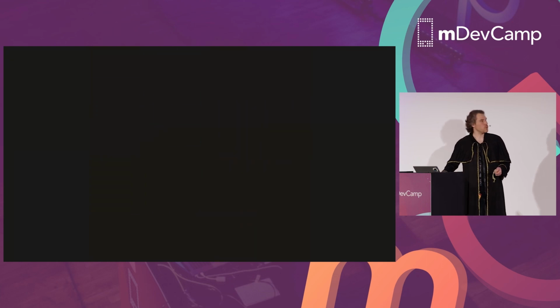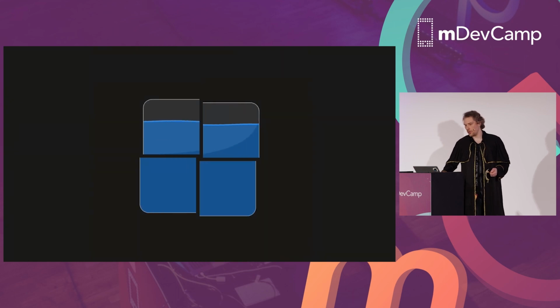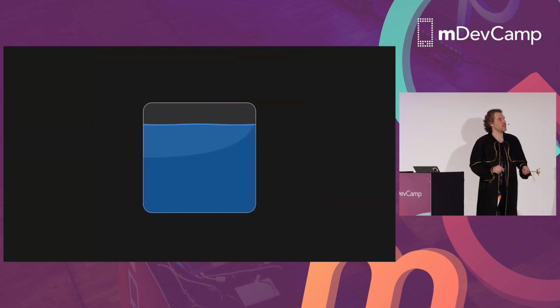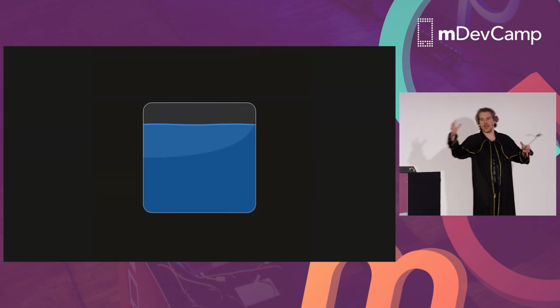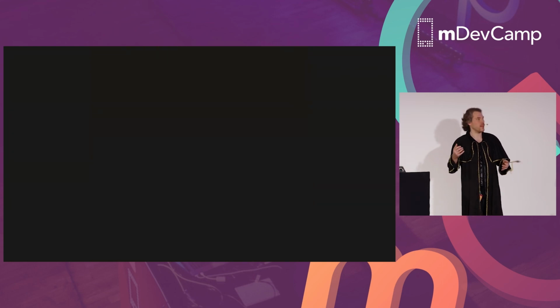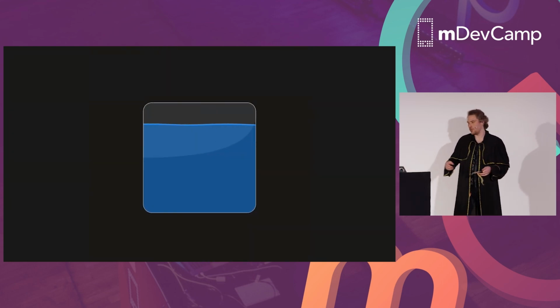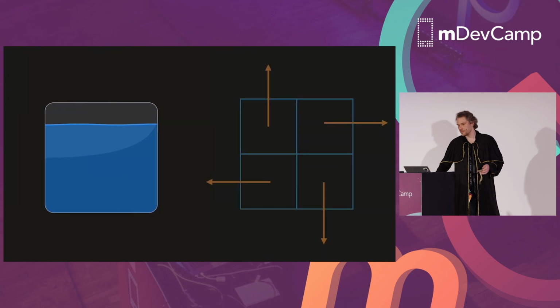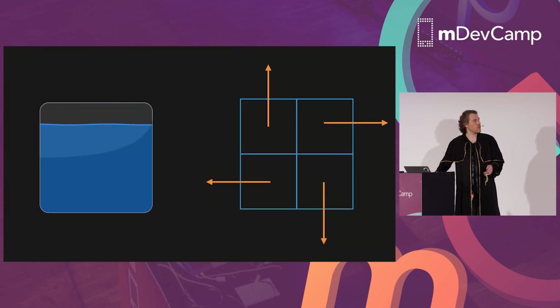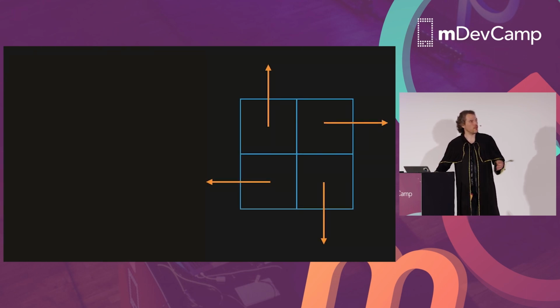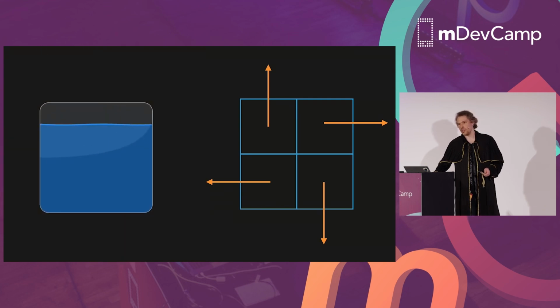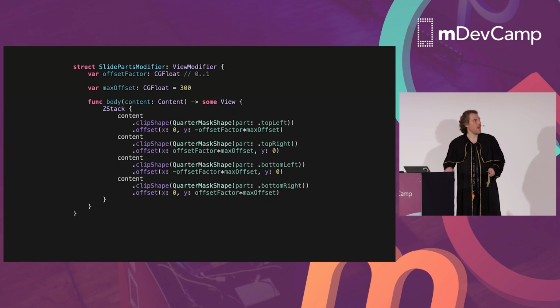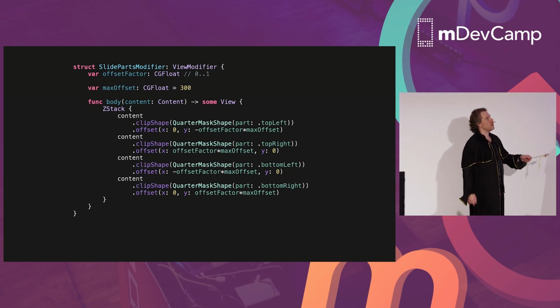So we have a view, and we want to create a transition where the view splits and moves away from our view and then can be replaced, for example, with another view. So what we will do, we will divide the view into quarters and move each quarter to a new place. And everything is wrapped in a view modifier.